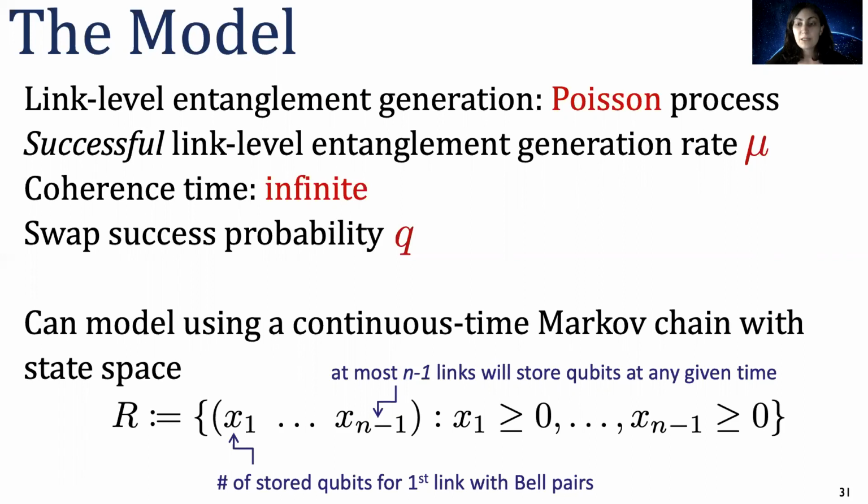It has the state space given by the set R, where each component is a vector of dimension n-1 and each element is a non-negative integer representing the number of stored qubits for a link. Because of our protocol that Bell pairs are used in entangling measurements as soon as there are enough to generate an n-partite GHZ state, we only need to keep track of n-1 links at any given time.